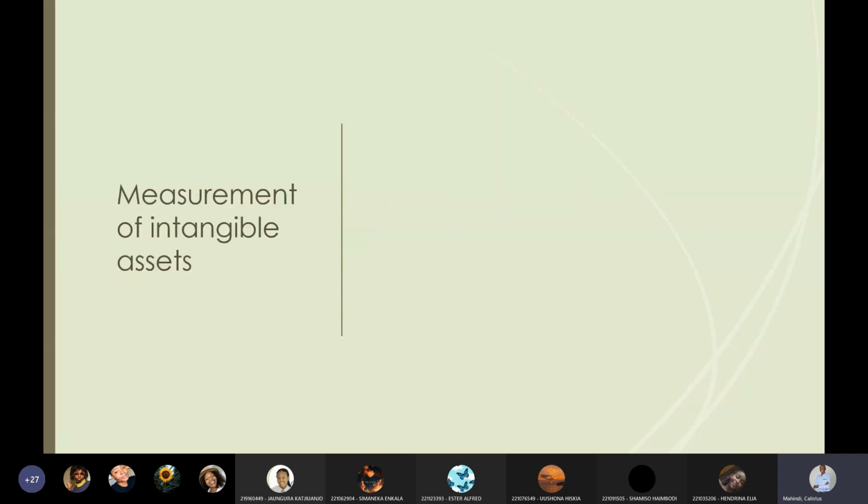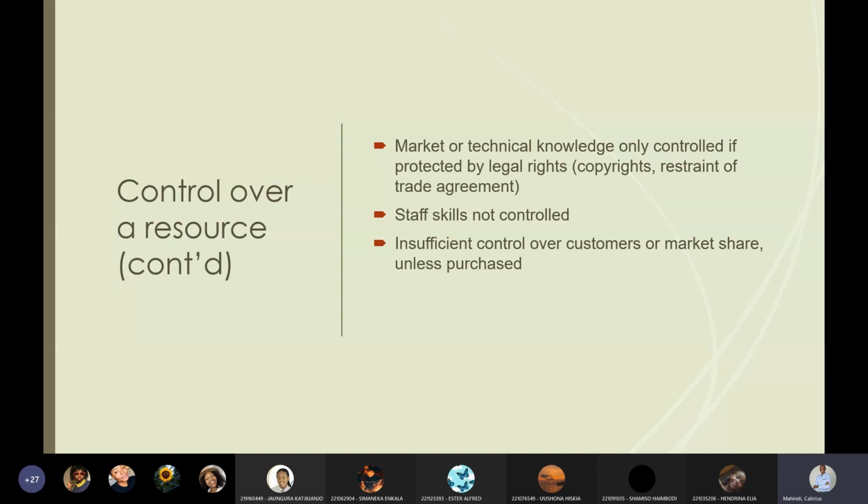However, there are things like customer lists that might be considered as an intangible asset. So what happens, especially in this technological age, is we have situations whereby companies can share your data, can share your information with other companies. And that is why these days protecting your identity, especially your digital identity, is very important.